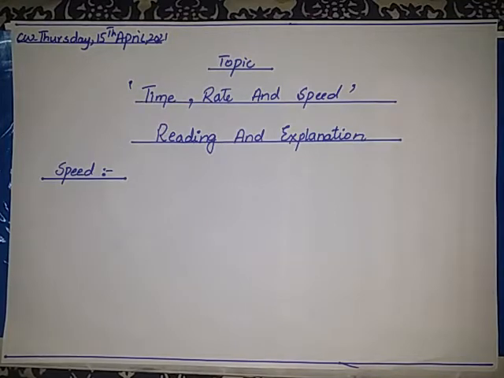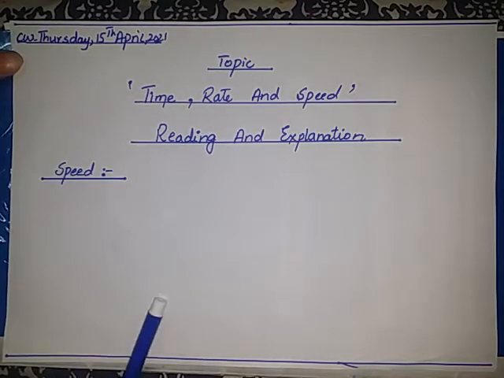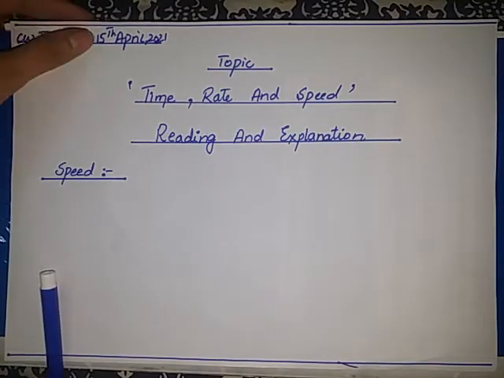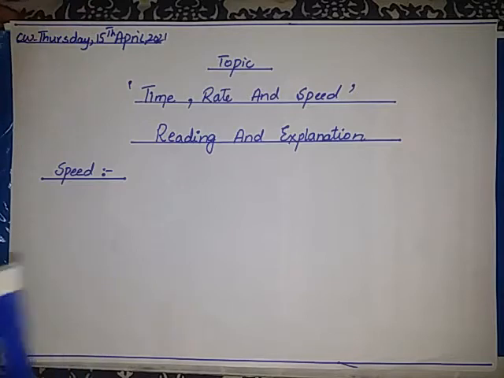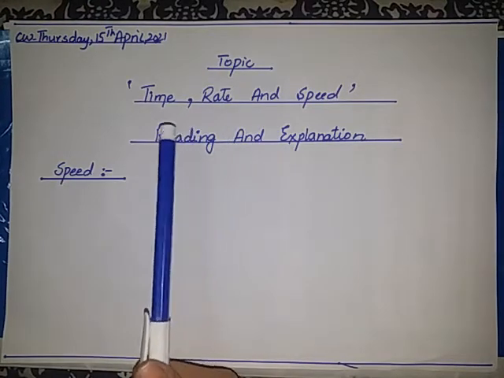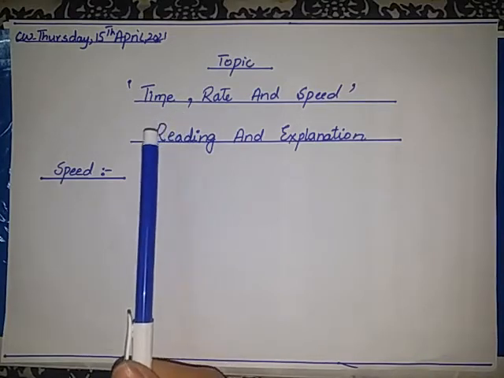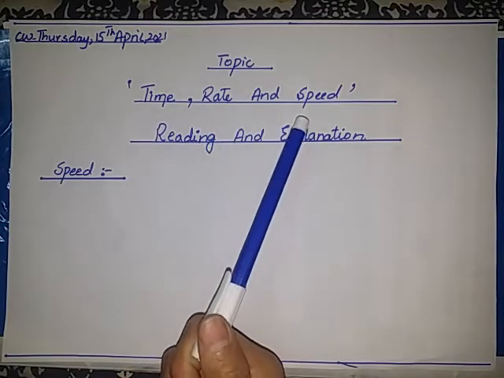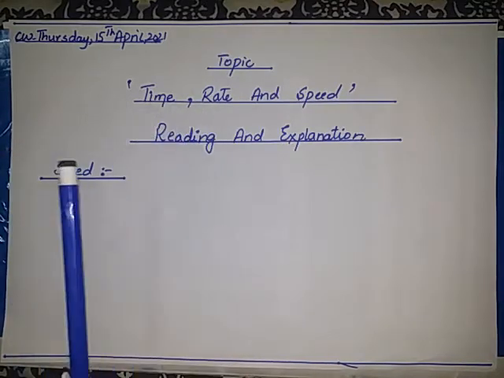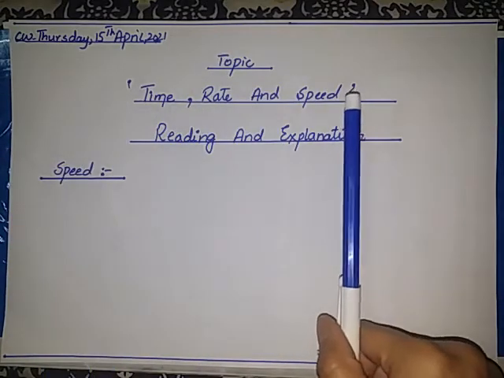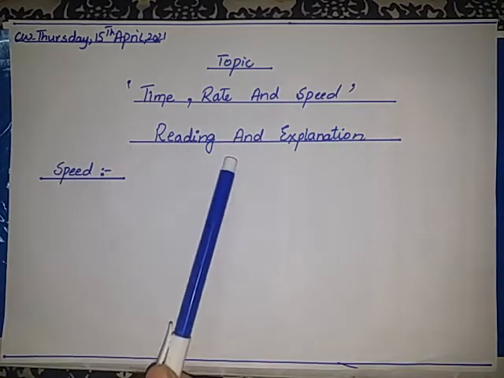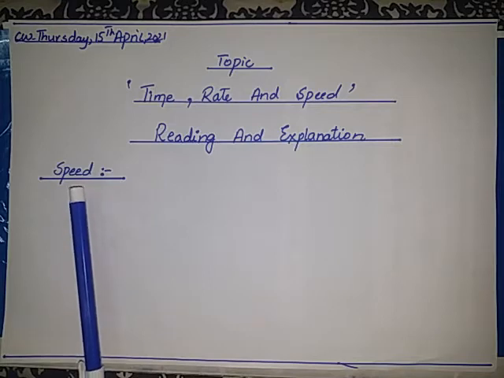Students, it's time for science lecture. Open your science books and copies. Today is Thursday, 15th of April 2021. Today we have started our chapter number 3, which is time, rate and speed. Yesterday we did time and rate. Today I will explain the speed in detail. So your today's topic is reading and explanation of speed.